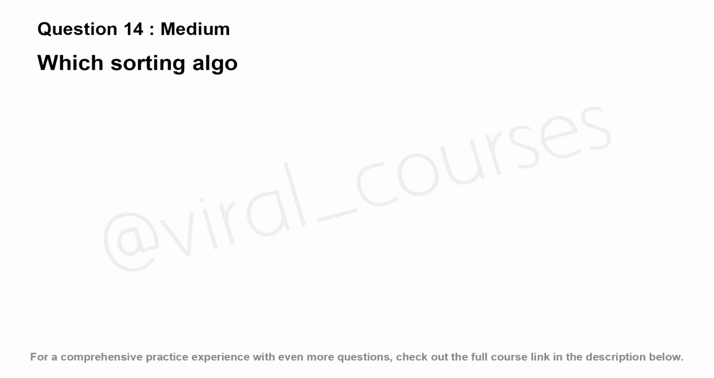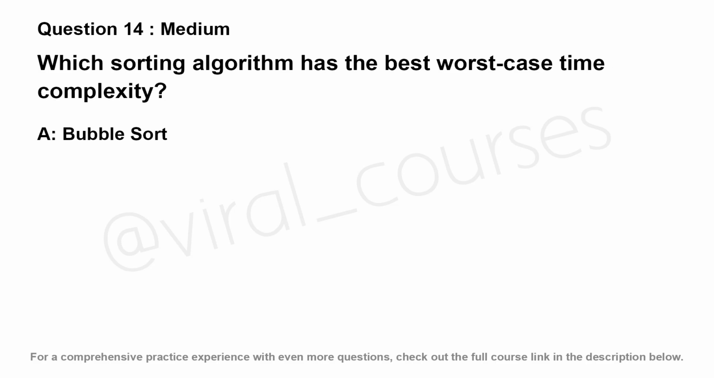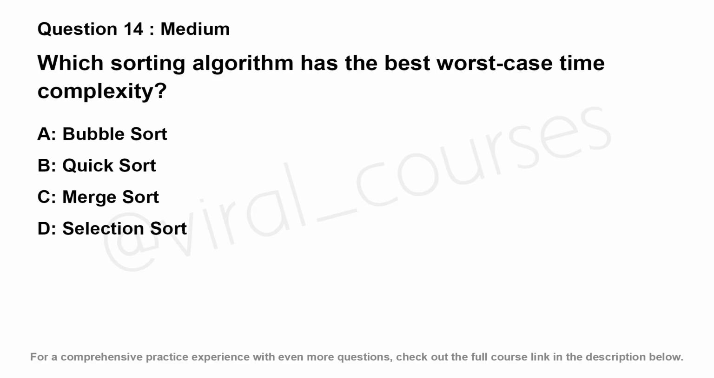Which sorting algorithm has the best worst-case time complexity? Option A, bubble sort. Option B, quick sort. Option C, merge sort. Option D, selection sort.